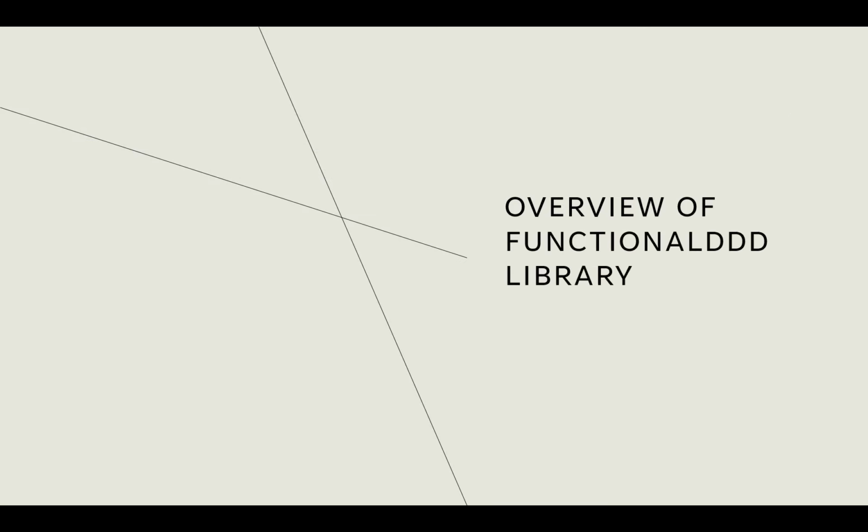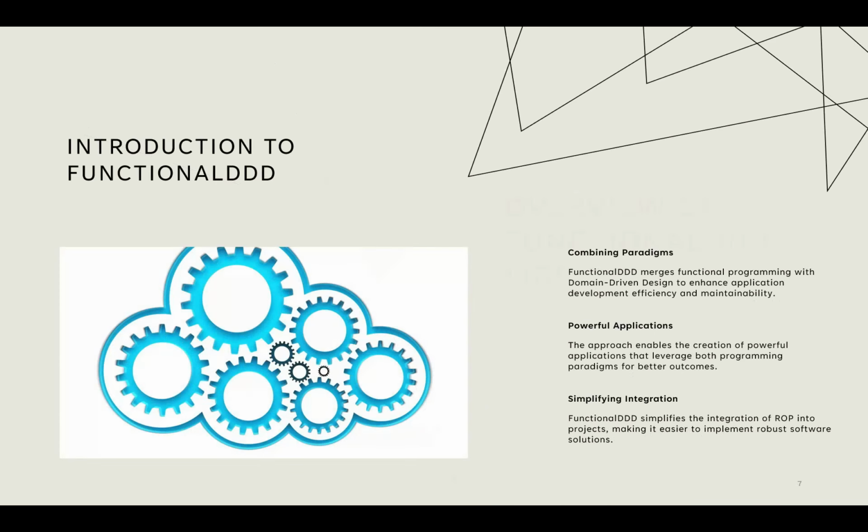Functional DDD is a library designed to facilitate the implementation of domain-driven design principles using functional programming concepts. It provides tools and constructs to effectively apply railway-oriented programming. Functional DDD aims to bring the functional programming paradigm and domain-driven design together to create powerful and maintainable applications. It simplifies the integration of ROP into projects.